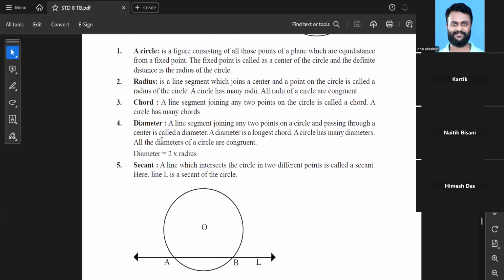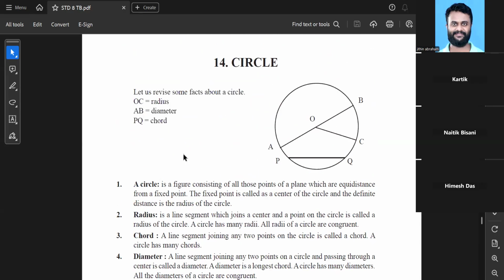By the way, before I proceed to secant, let me remind you that the segment between O and C is a radius. The segment between O and B is a radius. The segment between O and A is also a radius, and AB is the diameter. As you can see, in one diameter, there are two radii. The plural of radius is radii. RADII. I'll write it down for your understanding.